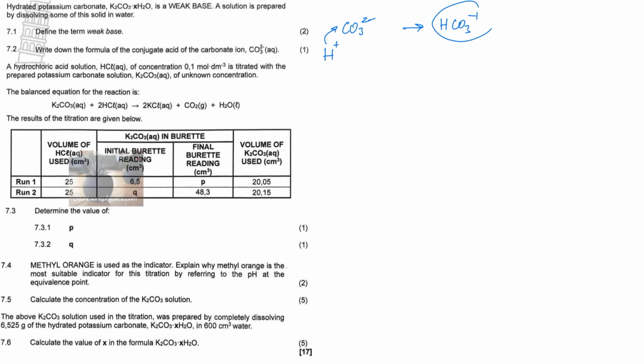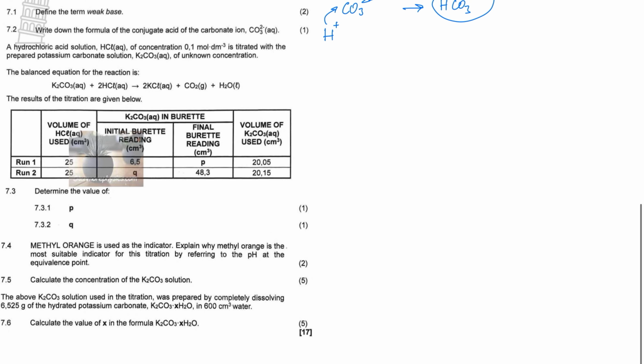And that's our answer. So just remember that if you want the acid of something, add a proton and add 1 to the oxidation number. If you want the base, remove a proton and subtract 1 from the oxidation number.